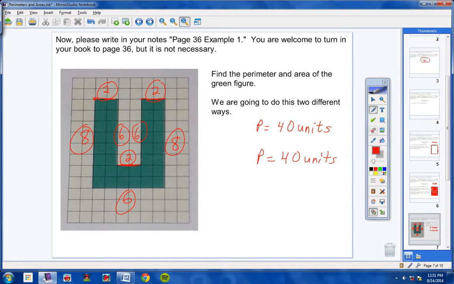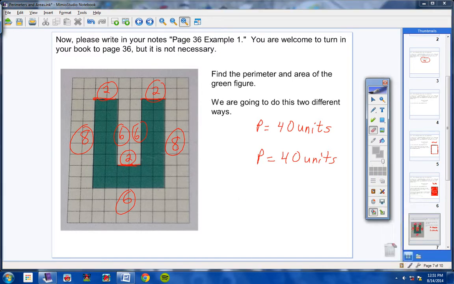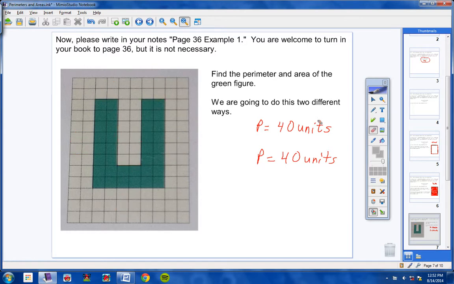Now let's take a look at the area of this object. Let's remember that when we find the area of an object, we're finding the measurement on the inside. So we're finding all of this right here, the measurement of the inside of this green object, okay? So there's a couple ways to do that. First of all, I could count all of these little squares.